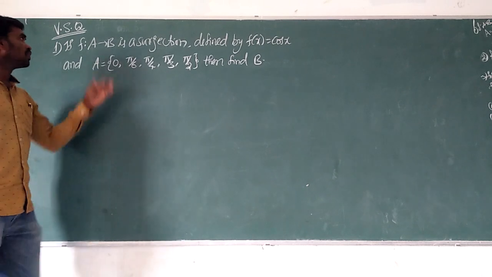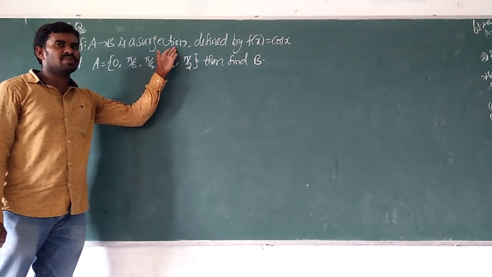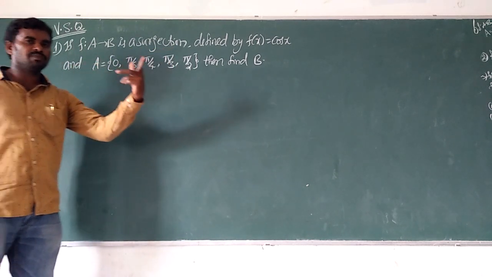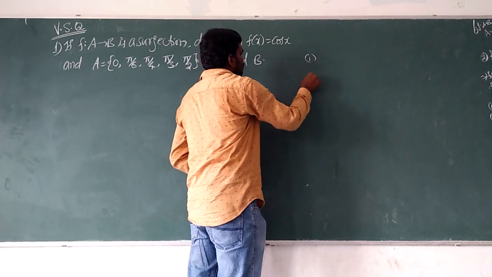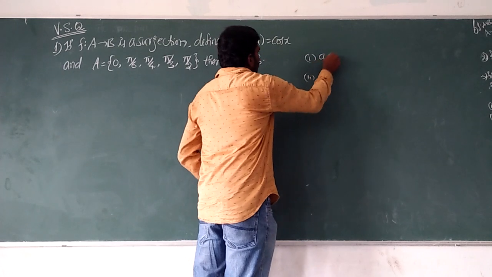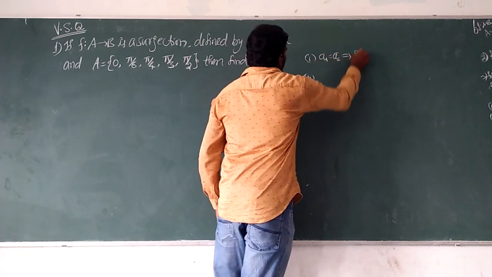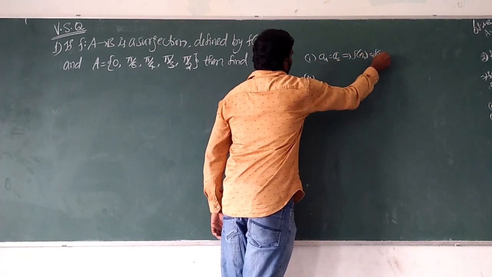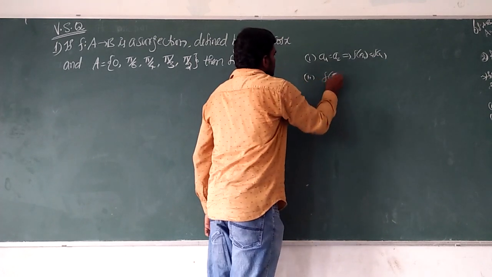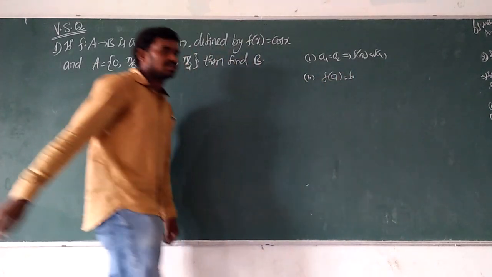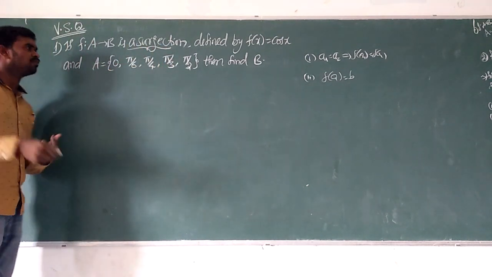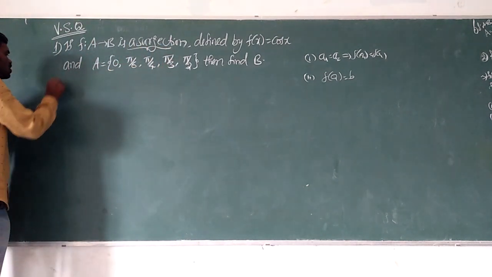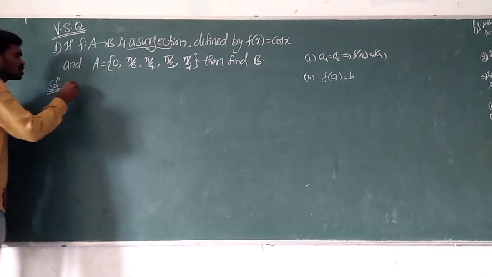Okay, just now I told you about surjection. Surjection means what? f of A equals B. That is the second definition. One-one means A1 equal to A2 implies f of A1 equal to f of A2. Onto means simply f of A equal to B. That's it. So according to the surjection definition, f of A equals B. Okay, solution. This is very important.